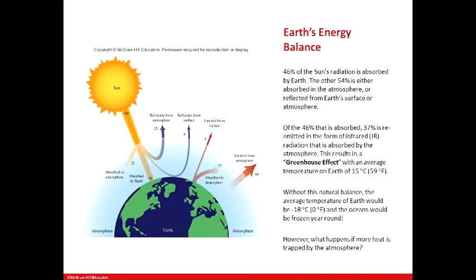This is why the natural balance is so important. In the case of this, we're getting greenhouse warming. So if we reduce the amount of infrared, the oceans would freeze, right, without this balance. What happens if we increase the amount of infrared? Things melt. It's just natural science.